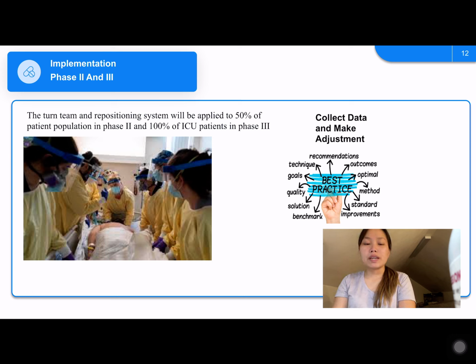In phase 3, the intervention will be applied to 100% of the patient population. And the same thing, the data and the feedback will be collected. Adjustments will be made as needed.